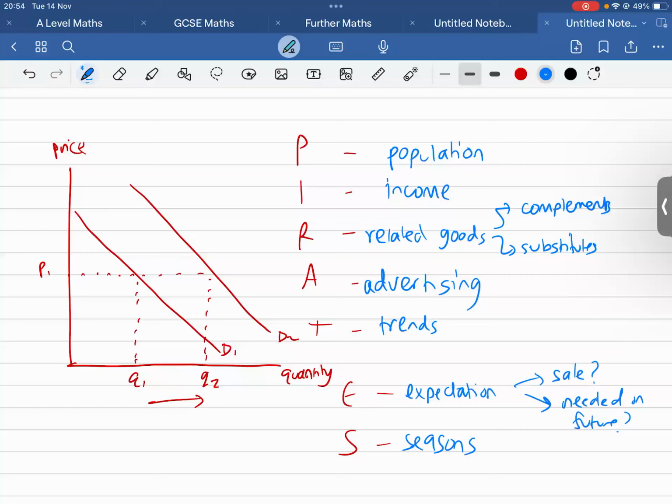So basically, if I would summarize, increased population is increased demand, so increased quantity. Increased income means increased demand, means increased quantity.